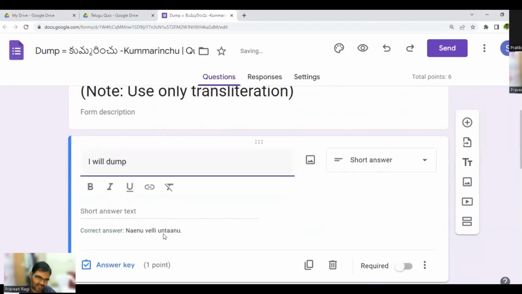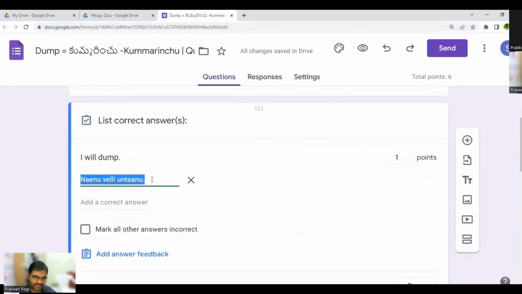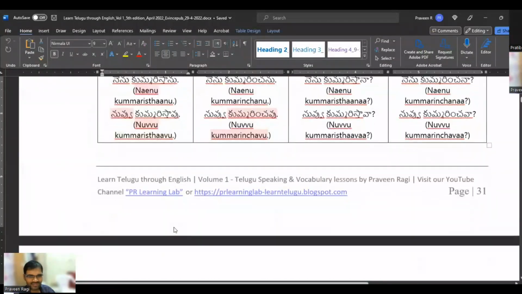Now tell me the answer. I will dump. Telugu: నేను కుమ్మరిస్తాను. Read this one properly. Let me read, then you follow. కుమ్మరిస్తాను. నేను కుమ్మరిస్తాను. I will dump. Okay, like that. Other things I'm not writing, you read from the book, because it will take more time.